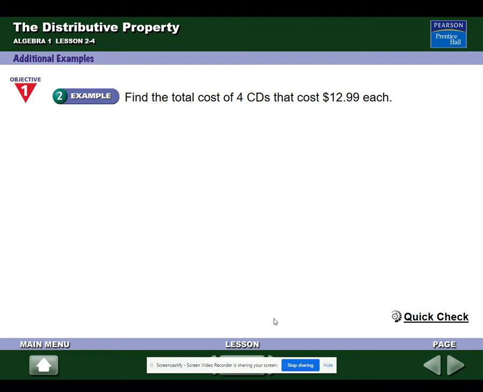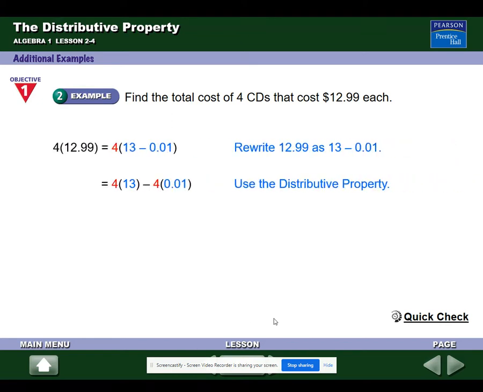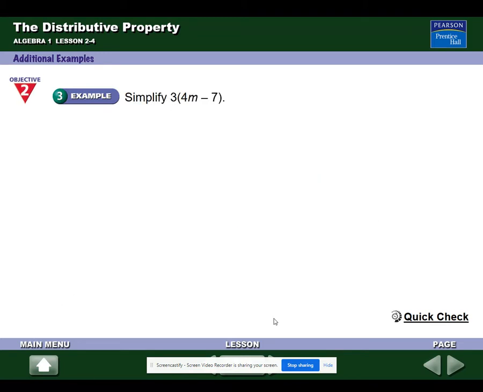4 CDs that cost basically $13 each would cost you $52 roughly. But then they're actually 1 cent less. Each one of them is 1 cent less. So take away 4 cents total from $52, and you'll have $51.96. No calculator needed, no work even really to show on that. It's a good mental exercise, though. On problems like this in the homework, I would encourage you to do what we just did on those first two examples. $51.96.